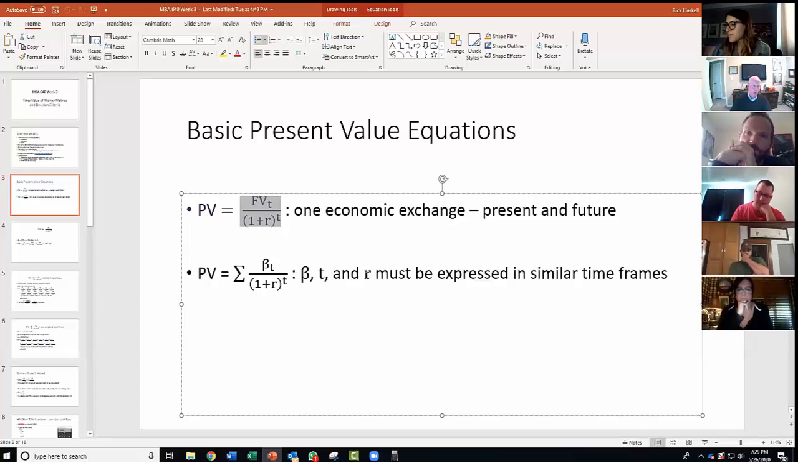So that might be a required return, might be a hurdle rate. But we've got to use some rate. And if we're looking at more than one exchange, we're going to add all of those present values up. And we're going to get then the sum of the present values. And that's what's expressed here.